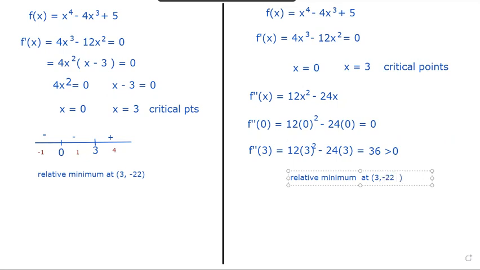So once again, we could graph that. This is the difference between the first derivative test, where we use the number line and see where our values are increasing and decreasing, and the second derivative test. Remember, the second derivative test is where we take our critical points and plug them into the second derivative. If our answer is greater than 0, we have a relative minimum. If it's less than 0, we have a relative maximum. And if it equals 0, the test fails.